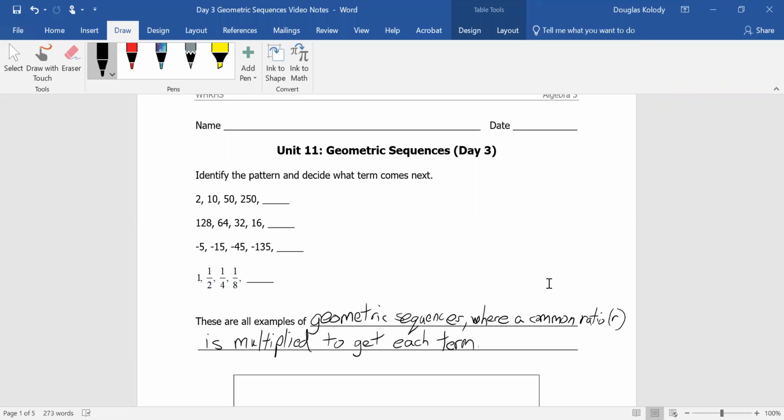So these types of sequences are found by multiplying to get the next term. So let's do that. What do we have to multiply by to get the first, second, and third terms here? I think we're multiplying times 5. Basically, I'm just going to write this times 5. And so 250 times 5 gives me 1,250.